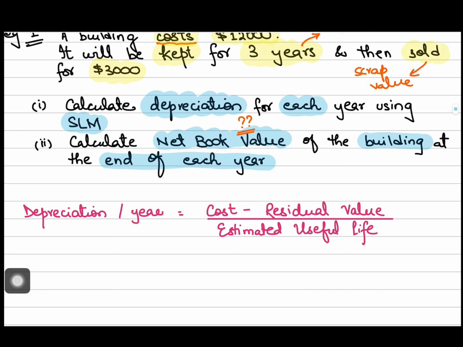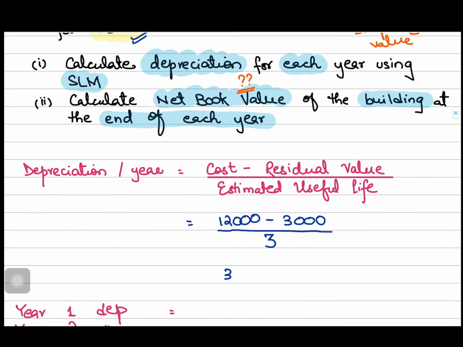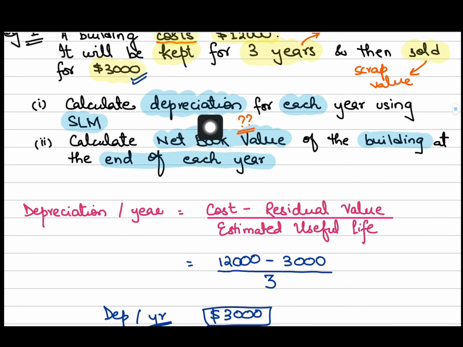Now in this question we have the cost of 12,000 less the estimated residual value, that is 3,000. So it's minus 3,000, and then we'll be dividing it by the number of years, and that is 3. So 12,000 minus 3,000 divided by 3 would be 3,000 per year of depreciation that should be charged on this building. In the requirement we are asked to calculate the depreciation for each year, for full 3 years using the straight line method.